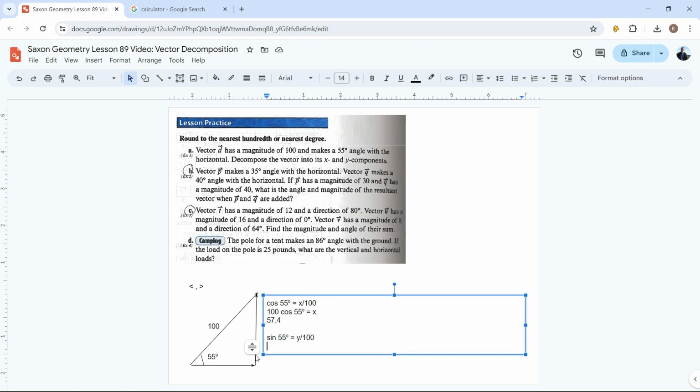This side over here should be, and let me think about this. I think I said that this side was longer at first, and that's incorrect. This side should be a little longer than 57.4 because it opens to a steeper angle. This angle up here is only 35 degrees, which should open to a smaller amount. Let's see if that holds true. So we're going to do 100 times the sine of 55 degrees equals y.